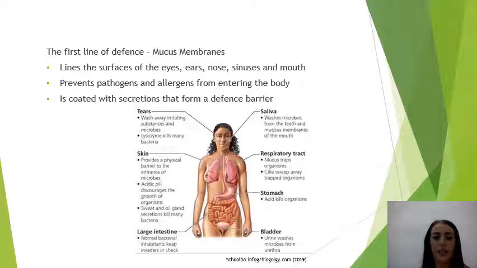We have tears that wash away irritating substances and microbes. We've got the skin that provides a physical barrier to the entrance of microbes. Large intestine, which has the normal bacteria inhabitants that keep invaders in check. The saliva washes microbes from the teeth and mucous membranes of the mouth. The respiratory tract mucus traps organisms and the cilia sweep away trapped organisms. We've got the stomach, where acid kills organisms, and the bladder, where urine washes microbes from the urethra.